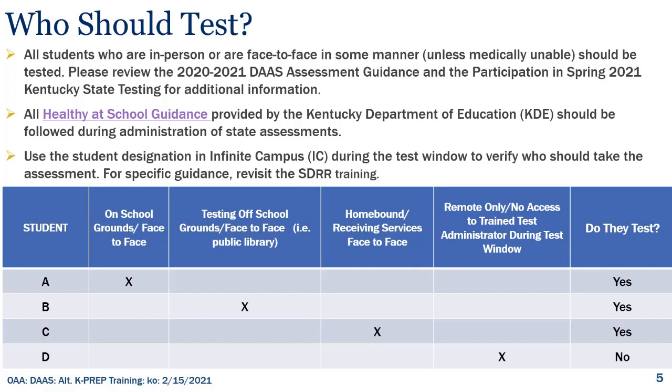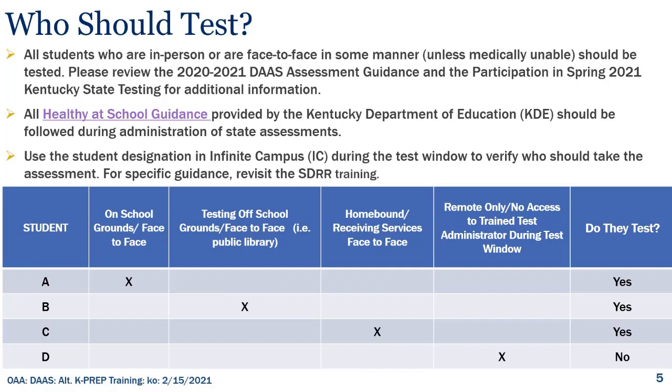by student C. The last student on slide 5, student D, has not been in school all year. They have had no access to school staff at any point and will remain virtual with no access to school staff throughout the entire testing window. In this situation, testing obviously would not be an option.